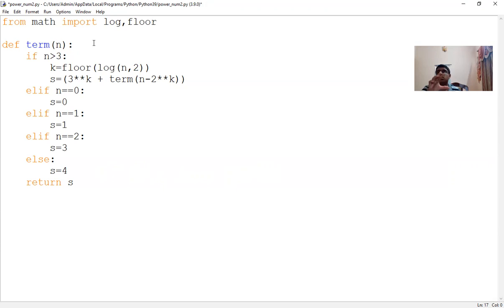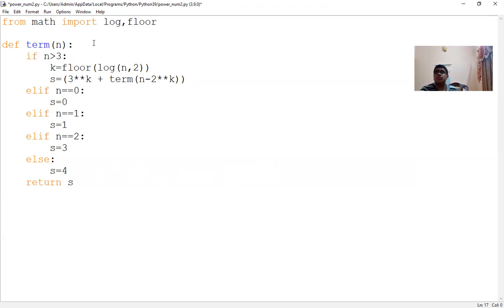So now we have 3 power 6 plus 3 power 5 plus term of 4. What is the term of 4? Again, what is floor of log 4 to base 2? It's 2. So we have another 3 square, plus term of 4 minus 2 square. 4 minus 2 square is nothing but a 0. So again, the n greater than 3 condition is not valid anymore. It comes to the n equal to 0 condition. That means s equal to 0. Don't add anything further. We are done. So all we are left with now is 3 power 6 plus 3 power 5 plus 3 square. That would give us 981.